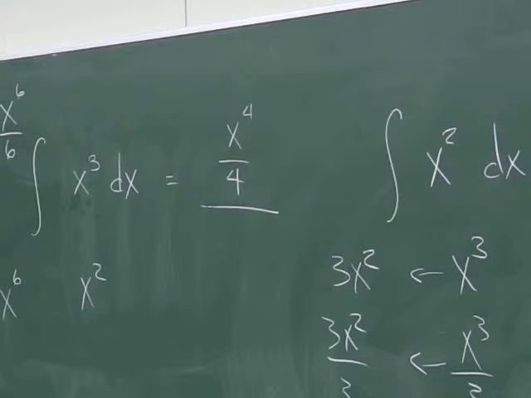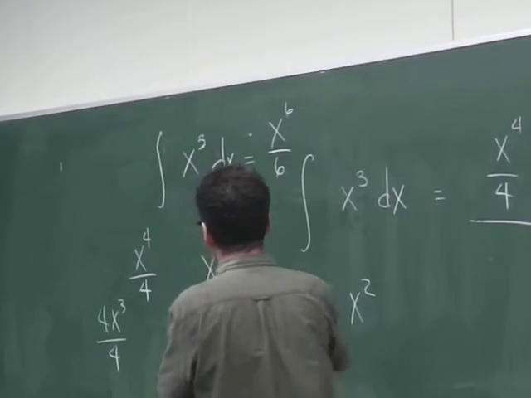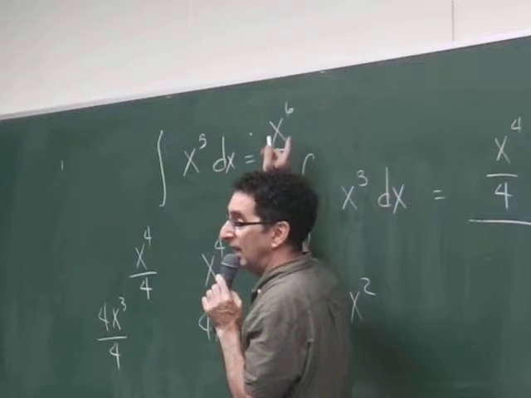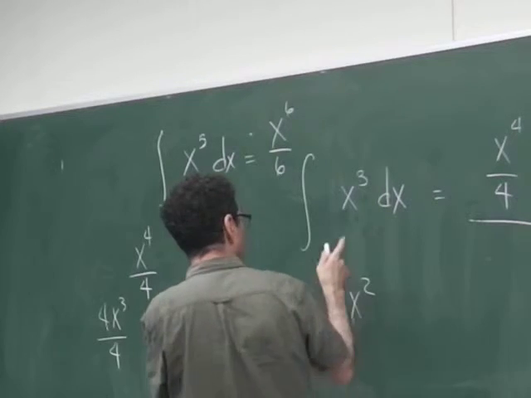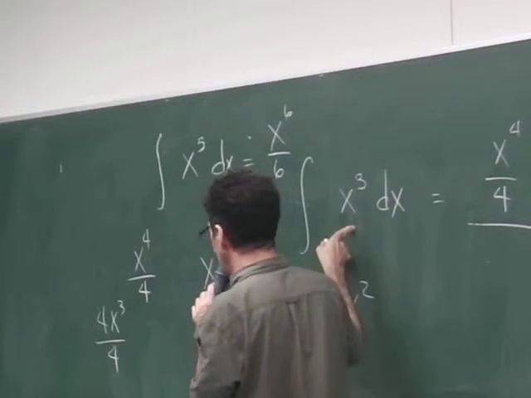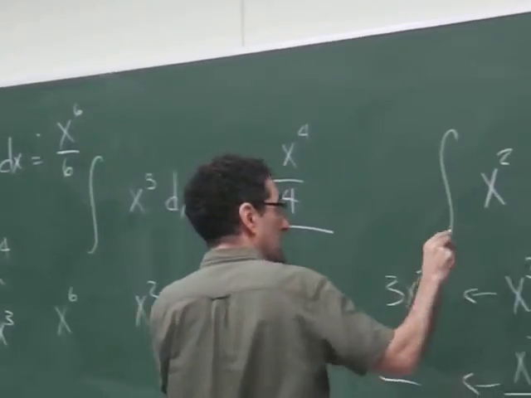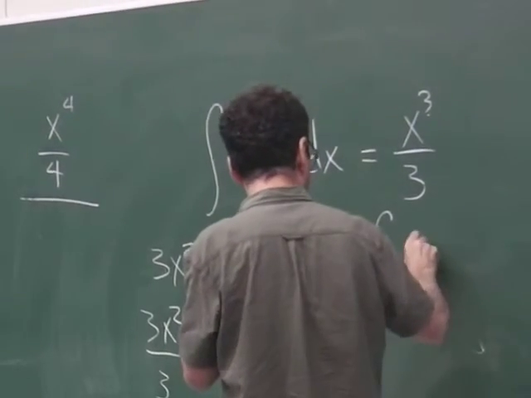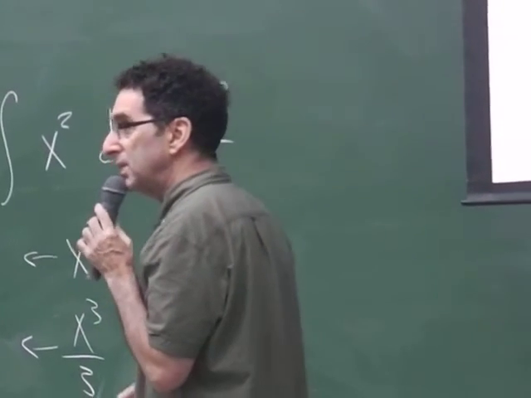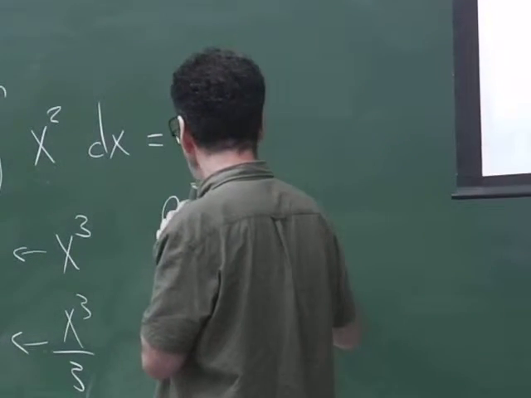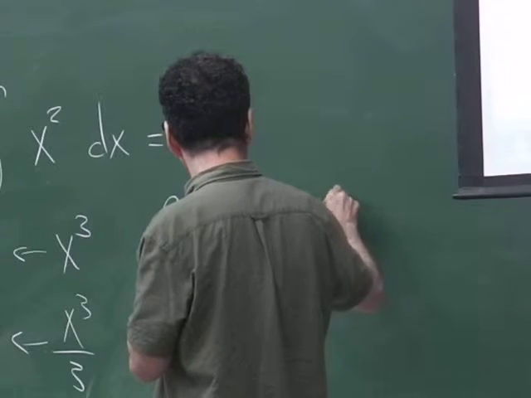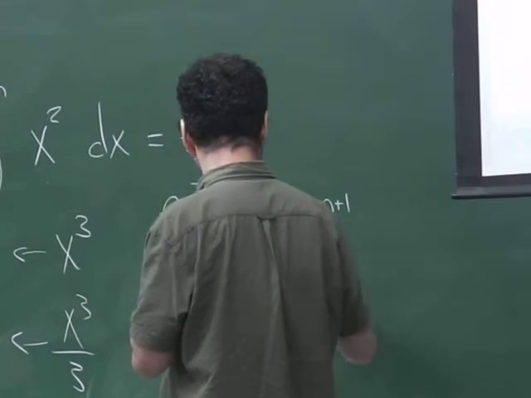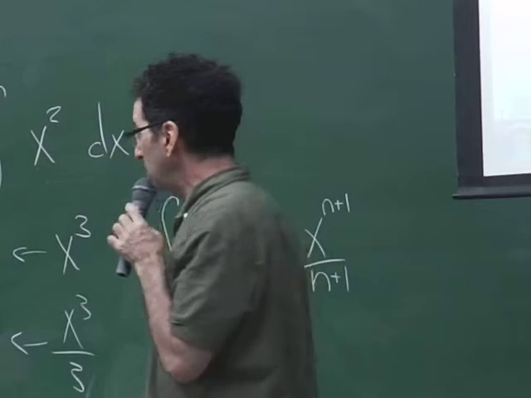Now maybe we see a pattern here. Do you see a pattern here? Sort of, right? When it was x to the fifth, what was the answer? X to the 6 over 6. When it was x to the 3rd, what was the answer? X to the 4 over 4. In this case, it was x squared. What was the answer? X to the 3rd over 3. So if this is the question, what's the answer going to be? X to the n plus 1 divided by n plus 1. Okay, so everyone agree? Now, how about if we have this one?